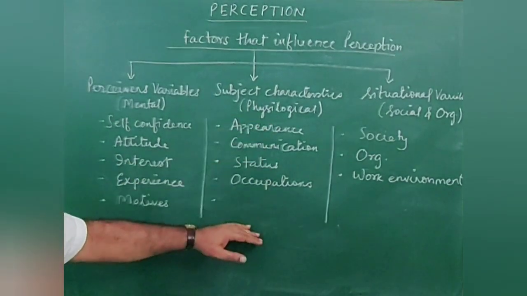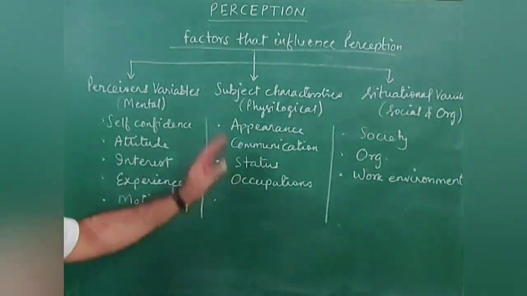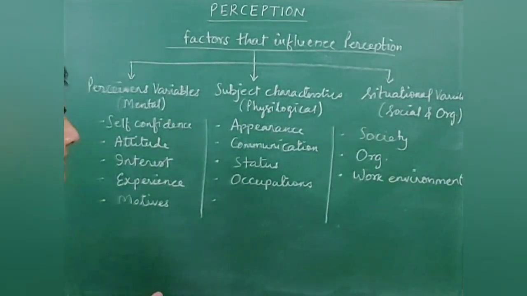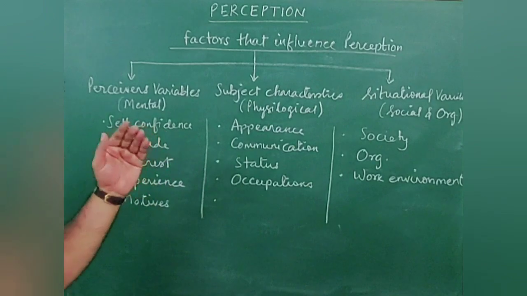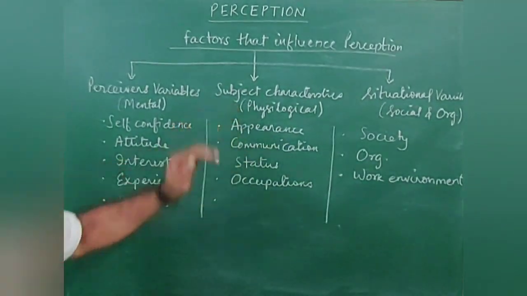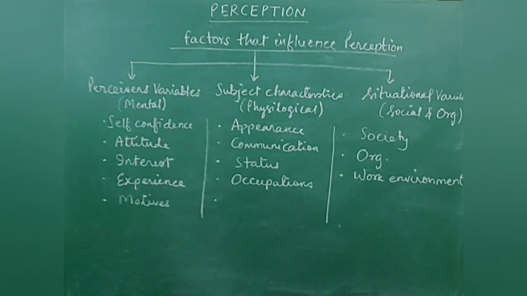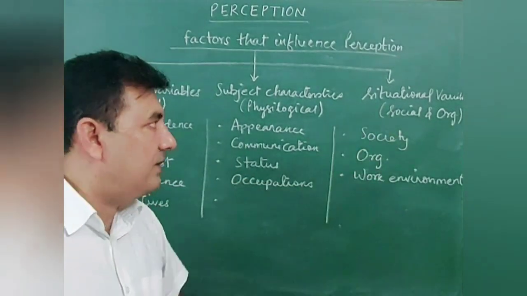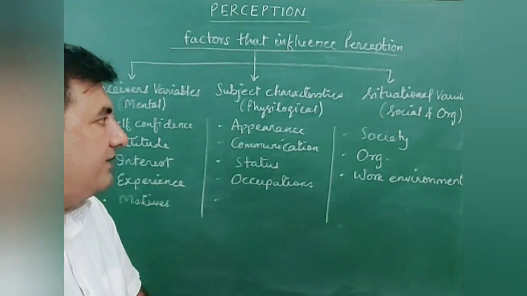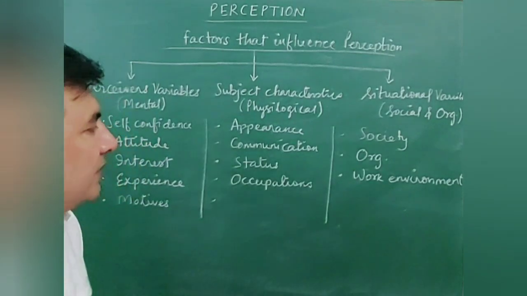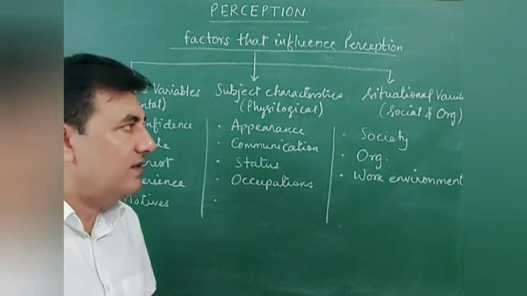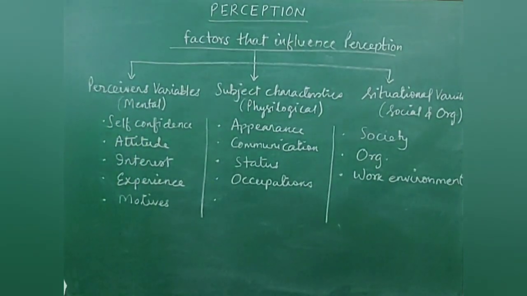Let's move on to the second one, that is physiological, or subject characteristics. Here the physical appearance of the person, his communication skills, his status, his occupation. So all these things will comprise the subject characteristics of perception. And the third one is situational. Perception changes according to the society and organization we live or work in. The society in which we live will definitely affect us. It affects our perception.